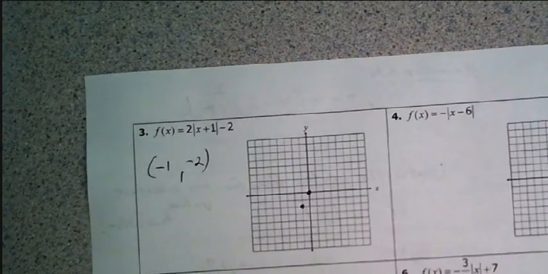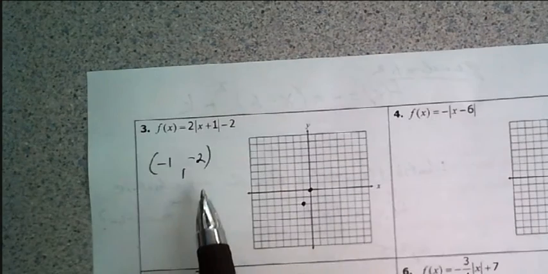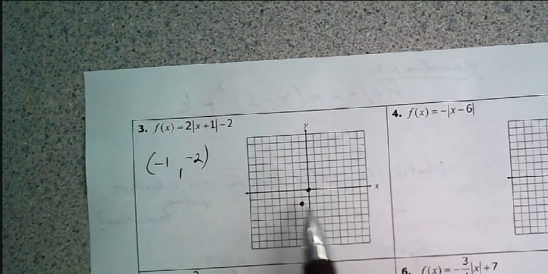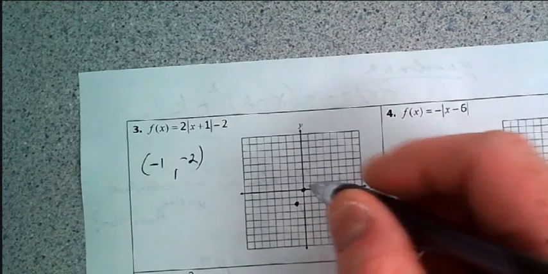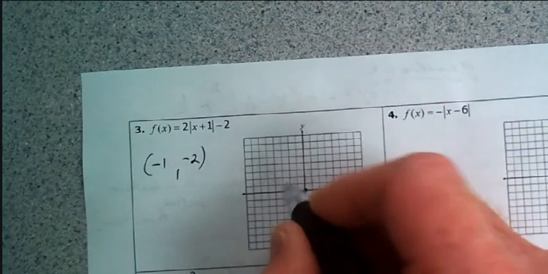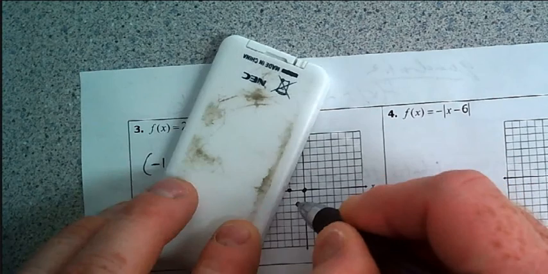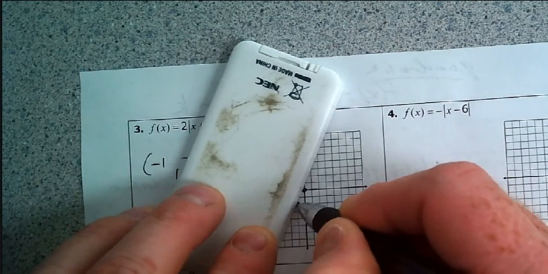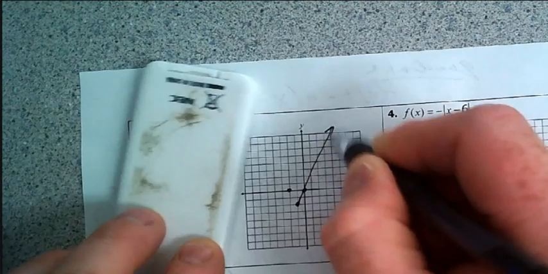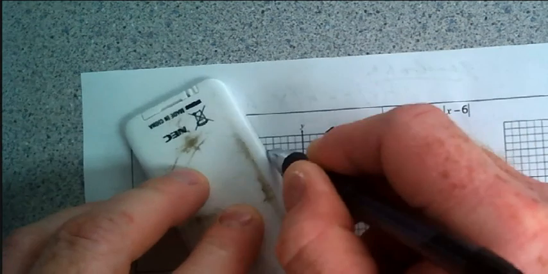All right, so we've got a vertex of -1, -2. We've got half of our graph. The other half is reflected. So just reflect it, up 2, left 1, correct? Yes. All right, there you go.